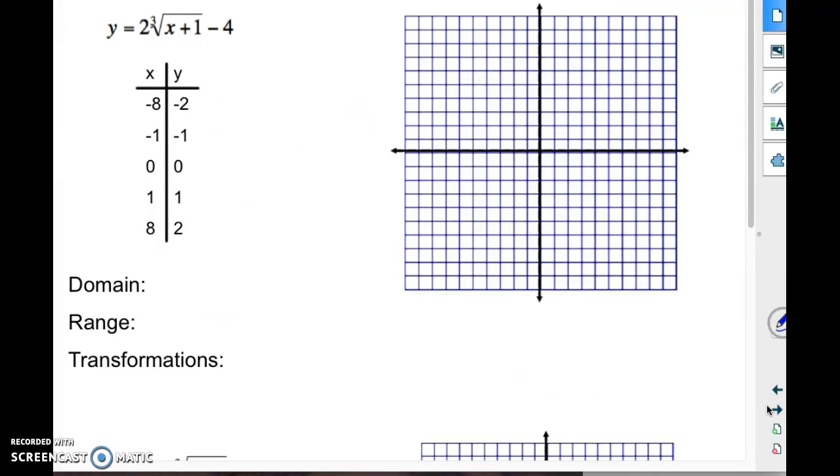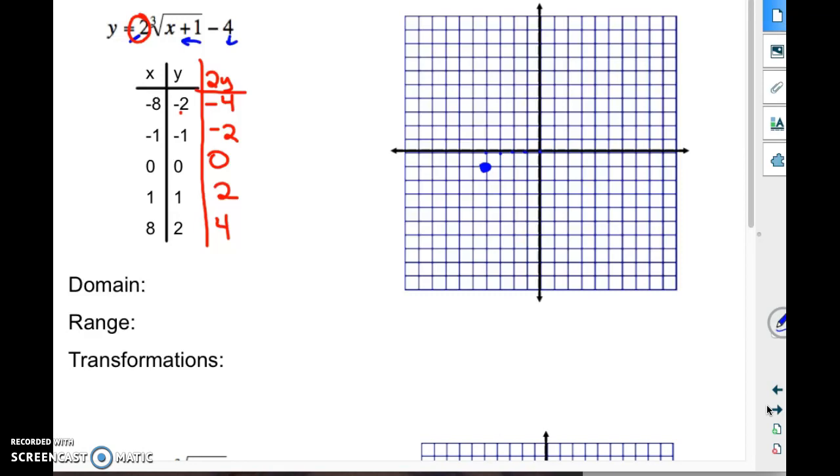Let's look at the next one. So this time we're going to have a stretch factor we'll have to deal with. We're going to go left 1 and down 4. So from the origin, left 1, down 4. And then we have to deal with our vertical stretch. So I'm just going to put another column in here with a 2y. So -2 times 2 is -4. -1 times 2 is -2. 0, 2, and +4. Now these are the new points I'm going to graph.